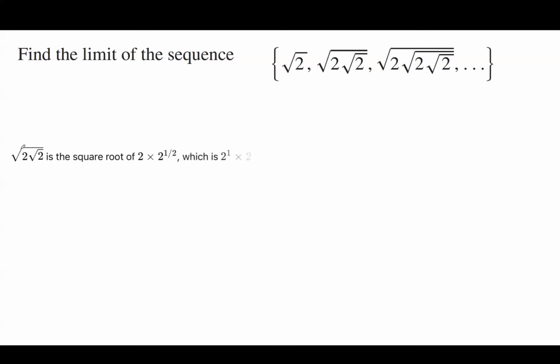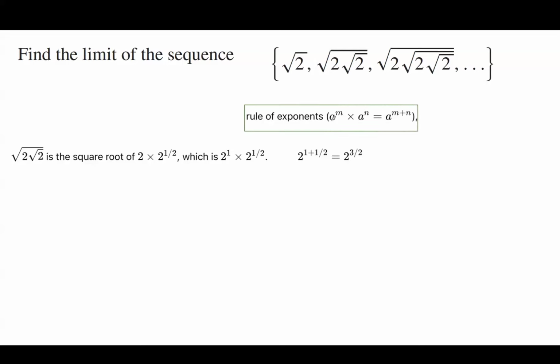First of all, square root of 2 times square root of 2 is the square root of 2 times 2 to power a half, which is 2 to power 1 times 2 to power a half. If you just write one base and add the exponents, you get 2 to power 3 divided by 2. This is basically the rule of exponents. If you have the same base, you can add the exponents. Now, if you take the square root of 2 to power 3 halves, it is 2 to power 3 halves times a half, or 2 to power 3 fourths.